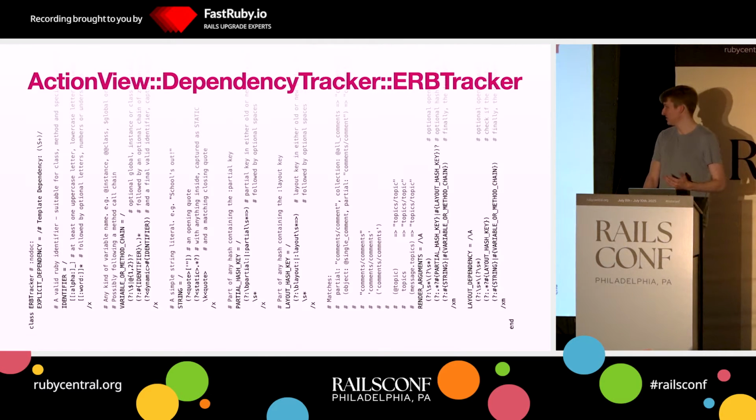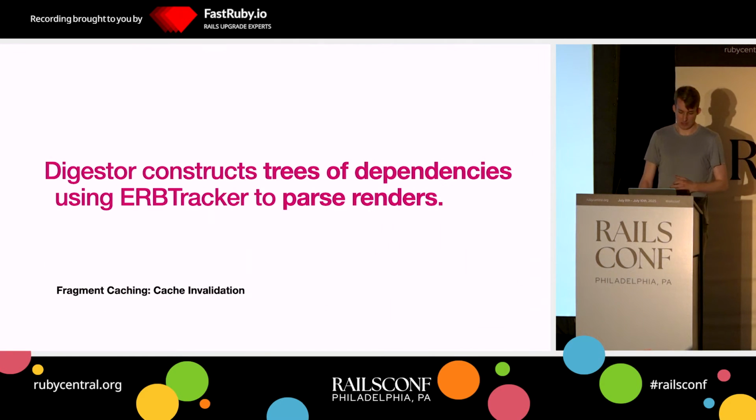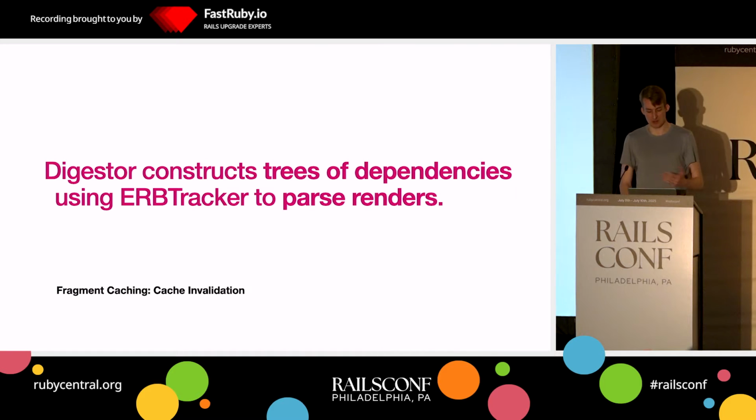And naturally, because we're using regular expressions, this isn't a perfect solution, so it also provides a fallback mechanism where you can explicitly write a template's dependencies in an ERB comment. And that's how ActionView does cache invalidation. The digester constructs trees of dependencies, and the ERB tracker parses renders. Okay, we'll revisit these classes, but for now, let's go back to the story and our solo developer.